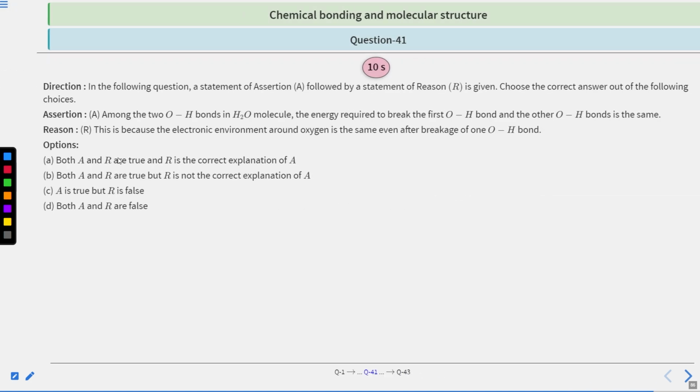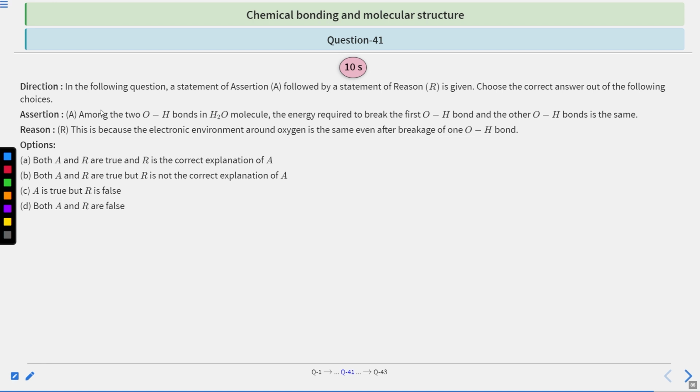Moving on to the next question, question number 41. In this question, we have a statement of assertion followed by a statement of reason, and we have to choose the correct answer out of the following choices. The assertion is: among the two OH bonds in the H2O molecule, the energy required to break the first OH bond and the other OH bond is the same. Reason: this is because the electronic environment around the oxygen is the same even after breakage of one OH bond.